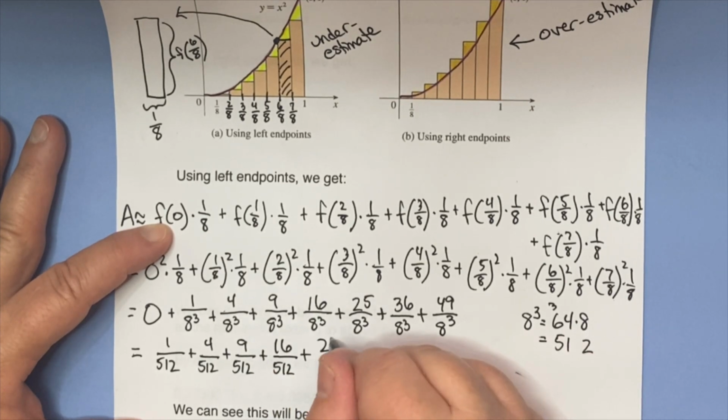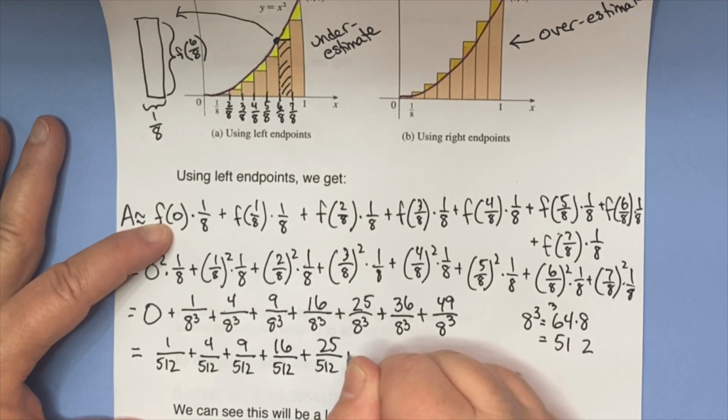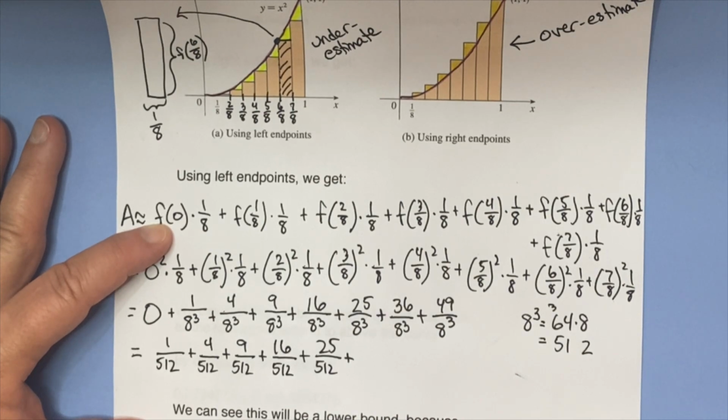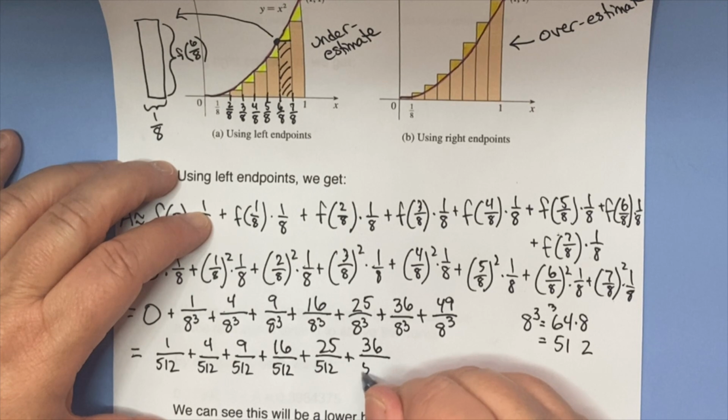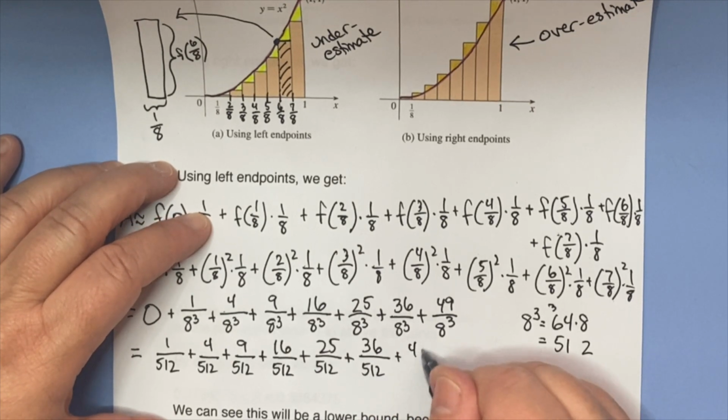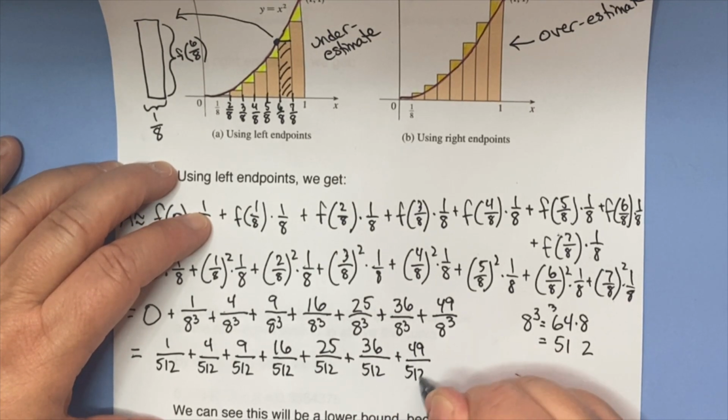plus 25 over 512. I know this must be as exciting as watching paint dry, watching someone do long calculations on YouTube. I know, but this is how you become a YouTube star. That's what I've been told.